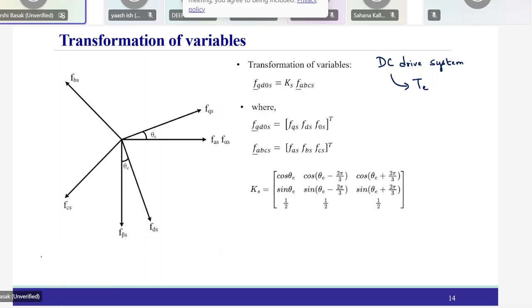It will be field flux and armature current. Basically, it will be proportional to field flux times armature current. The torque expression is proportional to field flux and armature current. This field flux and armature current are orthogonal to each other, that means they are at 90 degrees with respect to each other, so they don't affect each other.